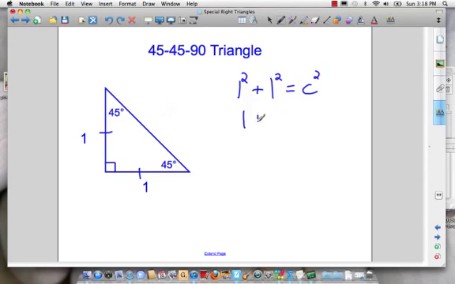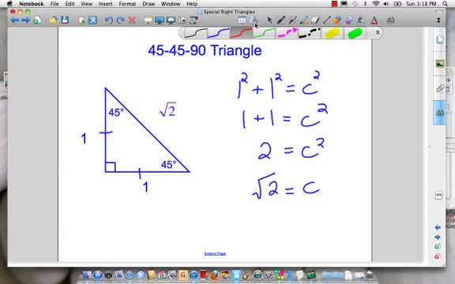1 squared is 1, so 1 plus 1 is c squared, and 1 plus 1 is 2. So solving this equation, if I take the square root of both sides, I discover that c is the square root of 2. So that means that I can place a square root of 2 right there.